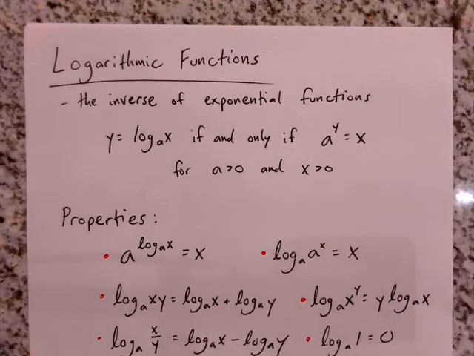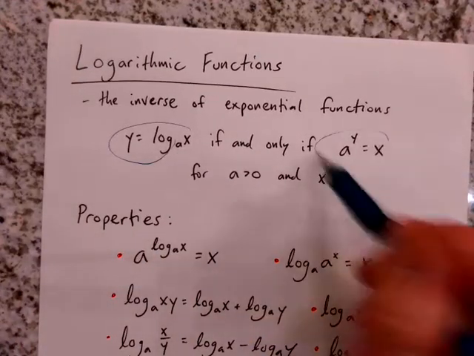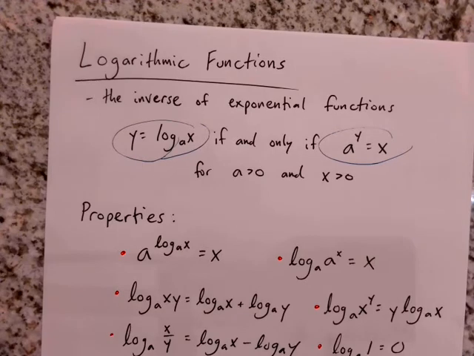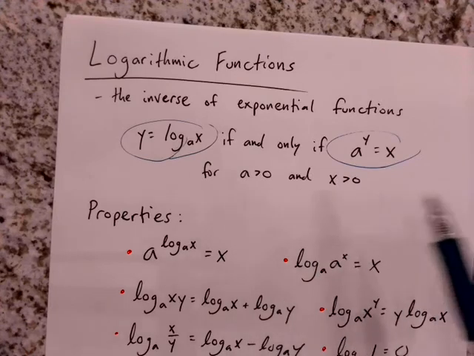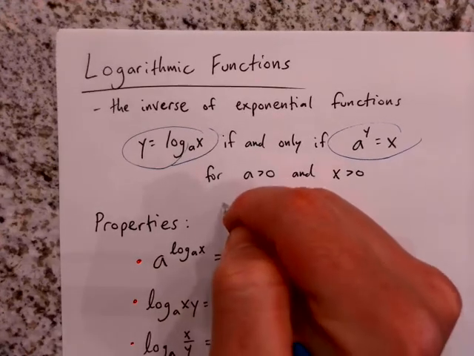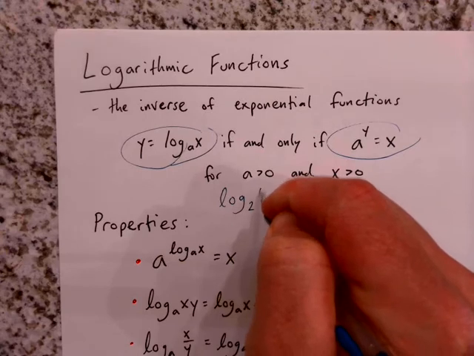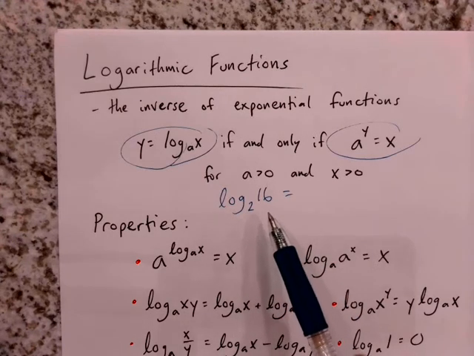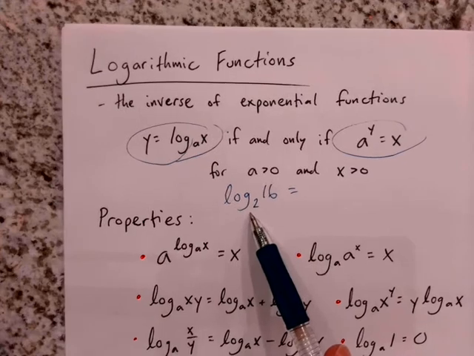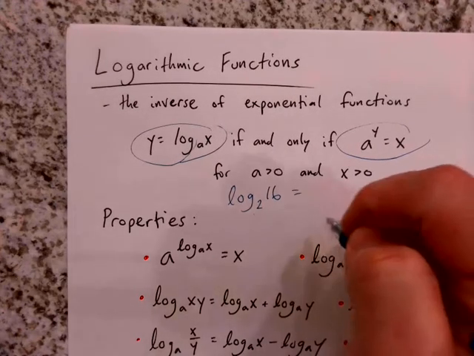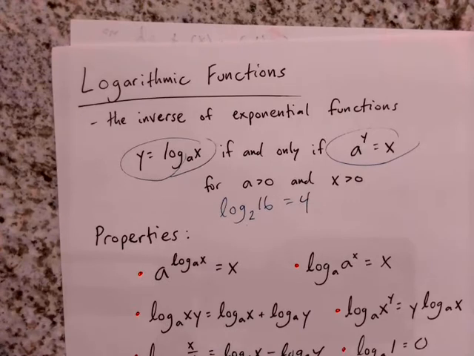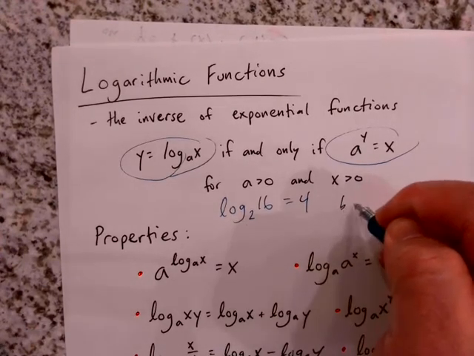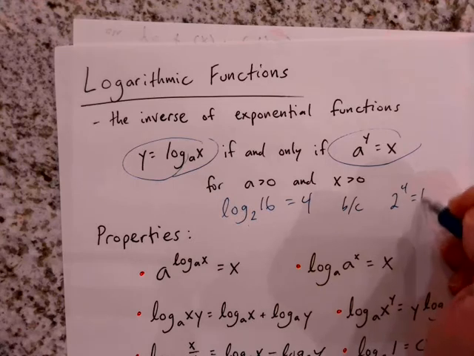But they mean the exact same thing. This expression and that expression say the exact same thing. They both tell you what power you have to raise the base, a, to in order to get x. So, for example, take the binary log, log base 2 of 16. This is expressing, what exponent do you have to raise 2 to in order to get 16? And 2 to the 4th power is 16. So the exponent is 4. And that's because 2 to the 4th equals 16.